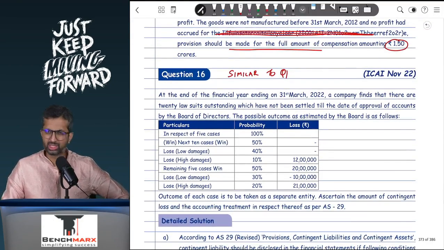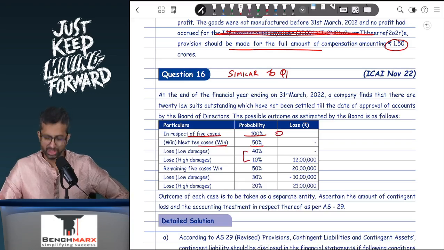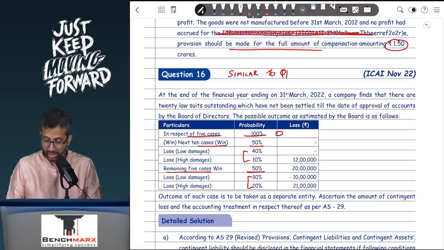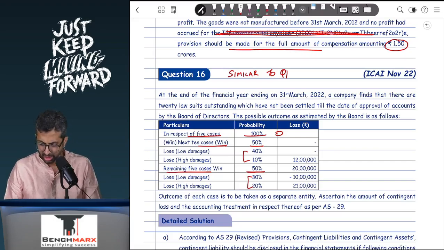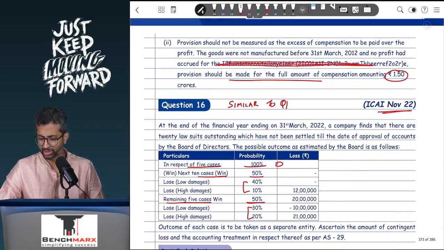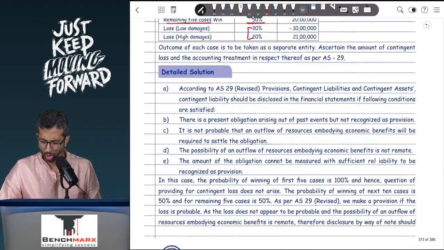Now, question 16 is very similar to question 1, where you have 5 cases where there's a 100% probability of winning, so 0. Next 10 cases, 50% probability of winning, 50% probability of losing. So you'll give a disclosure at the weighted average amount. Again, the last 5 cases, 50% probability of winning, 50% probability of losing. Again, giving a disclosure using a probability based weighted average. So over here, you can probably try this exam question on your own for practice.